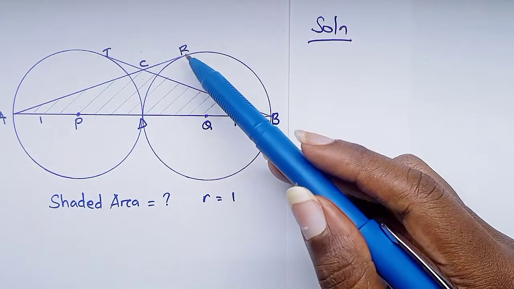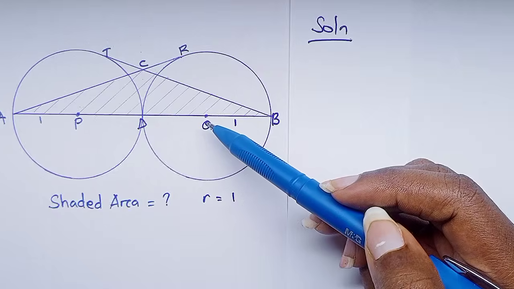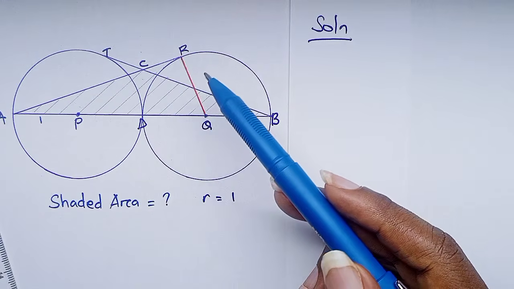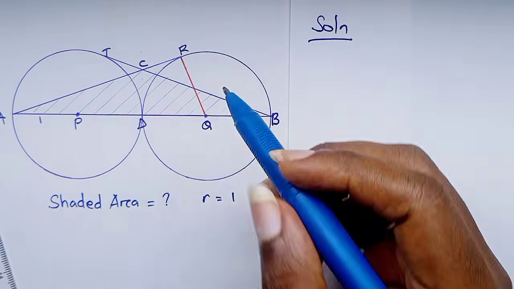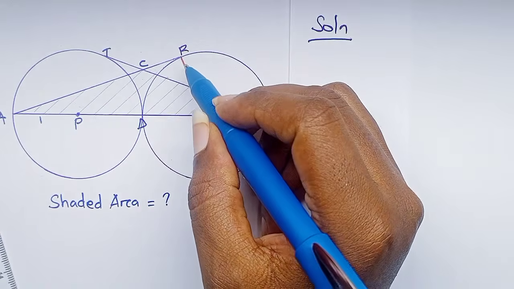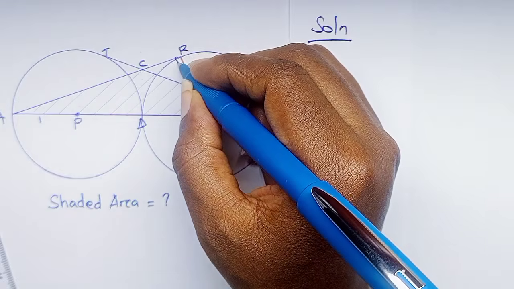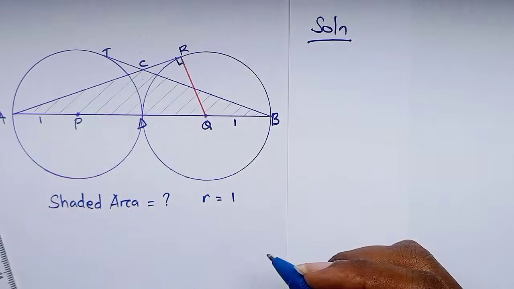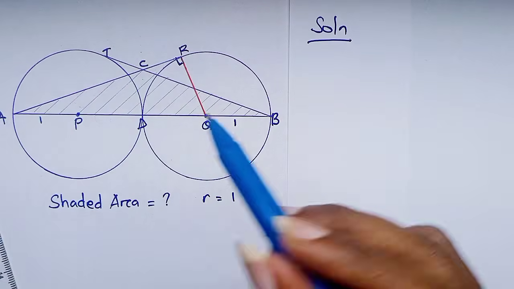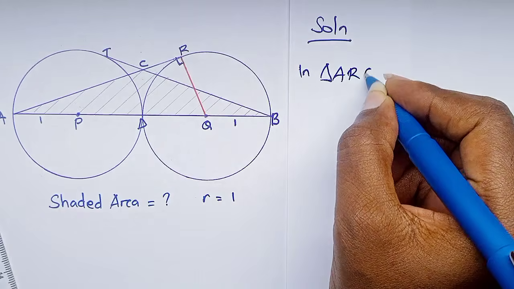What we're going to first do is connect point R to the center Q. Okay, just like this. Now we know that from the tangent to circle theorem, the angle between a tangent and a radius is 90 degrees. So this angle between the tangent and the radius is 90 degrees. So now putting our focus on triangle ARQ.